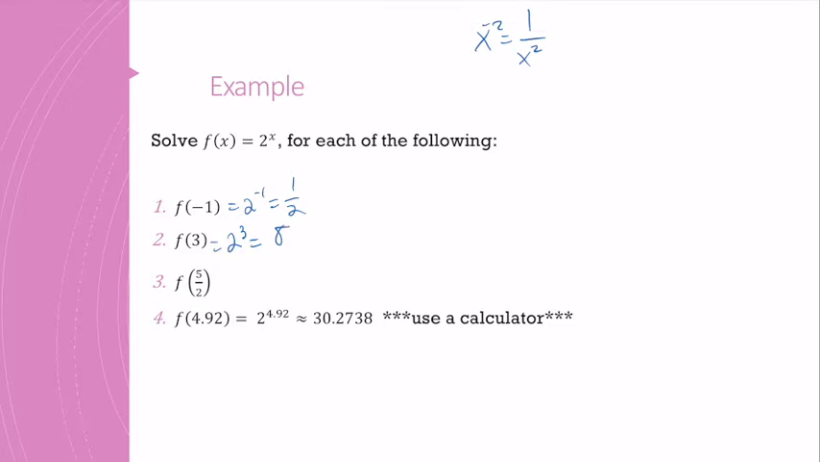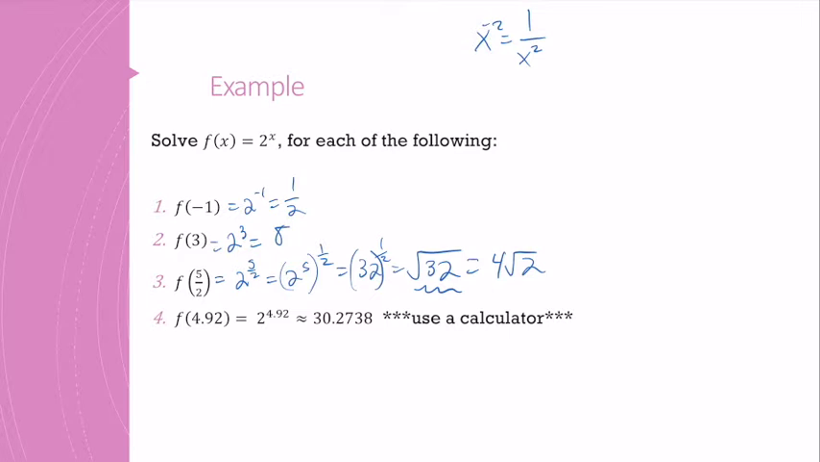If I have f of 5 halves, that's going to be 2 to the 5 halves, which I can rewrite as 2 to the 5th to the 1/2. I can pull that fraction apart. So that gives me 32 to the 1/2. Remember, if I have something to the 1/2 power, that's a square root. And the square root of 32 is 4 square root of 2, because we have to simplify all of our radicals.